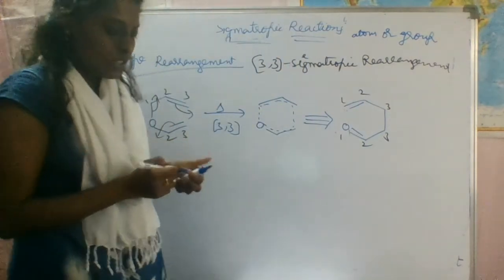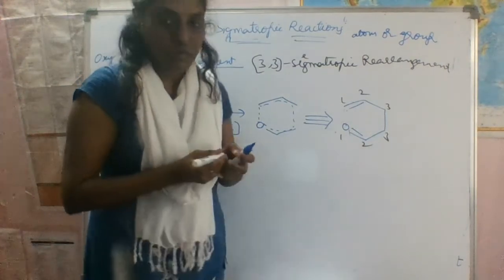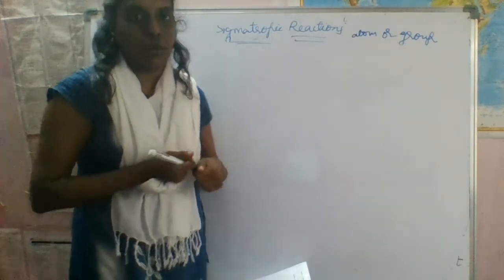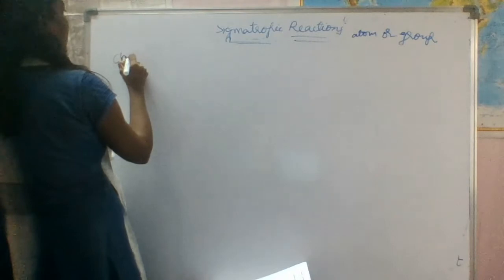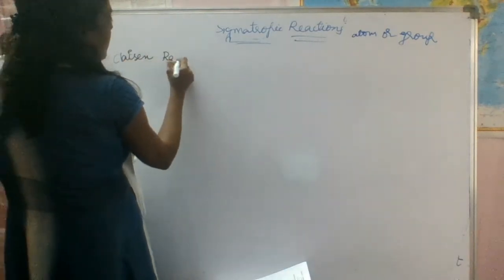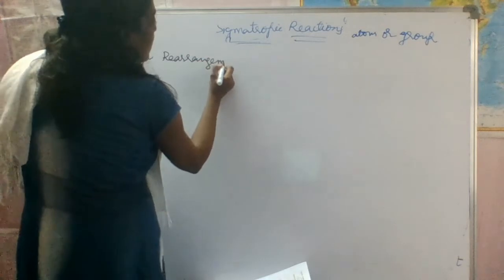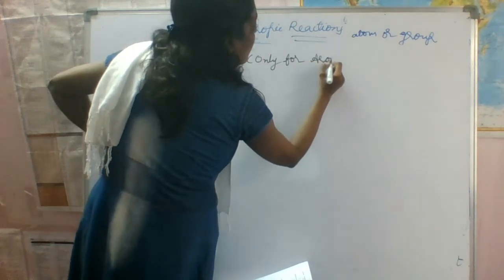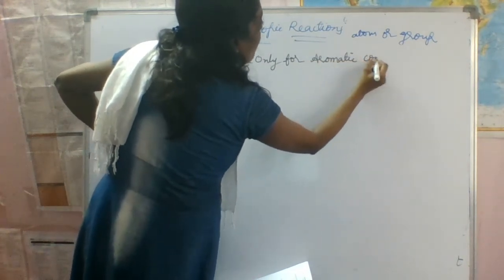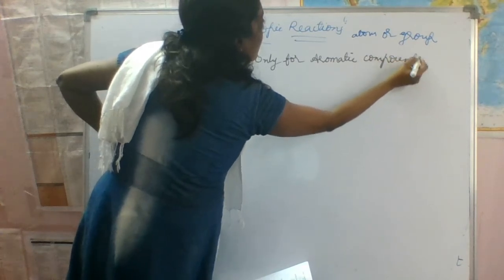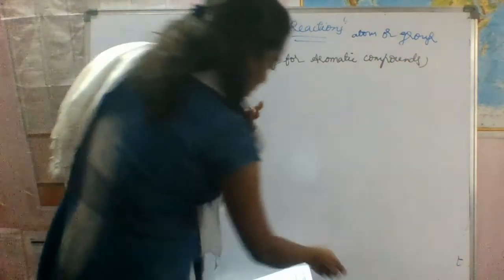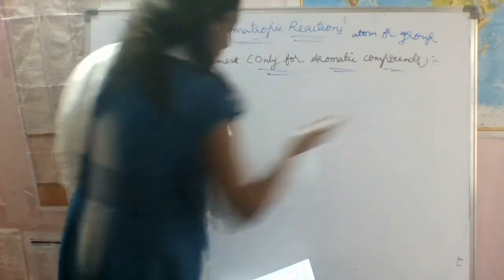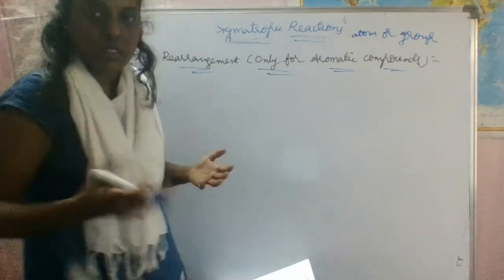So let's see the Claisen rearrangement. Claisen rearrangement is used only for aromatic compounds. Claisen rearrangement, only for aromatic compounds. Let's see what that is.